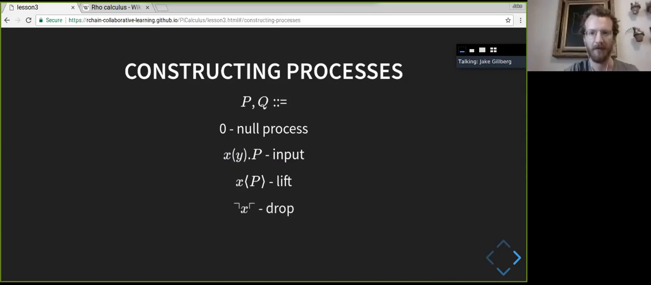And then we have the drop operator. So this is how we take a name, the name X here, and turn it into a process. This can also map to the notion of requesting to run the process that is underneath the name X.